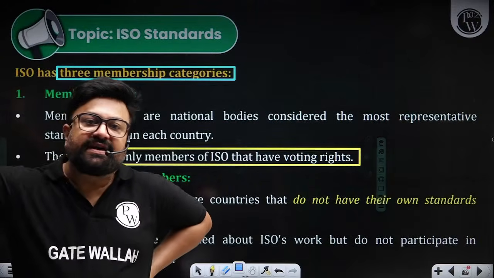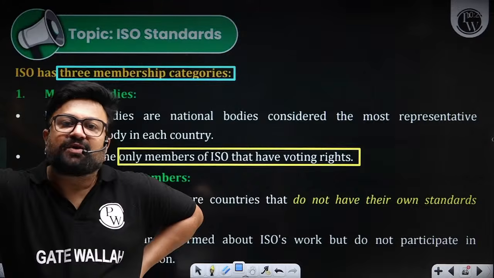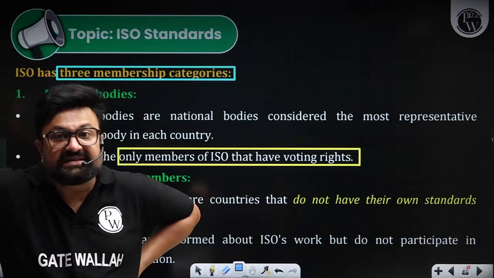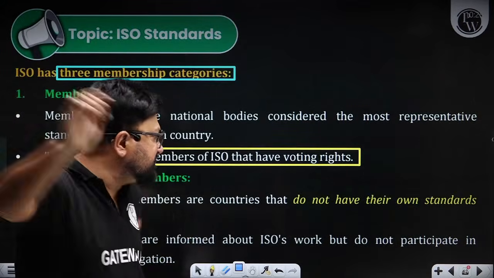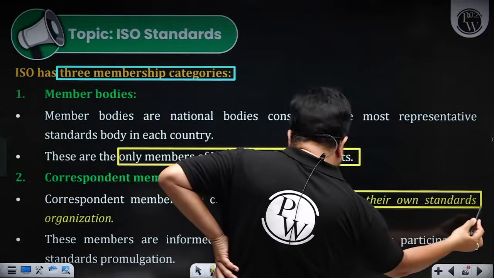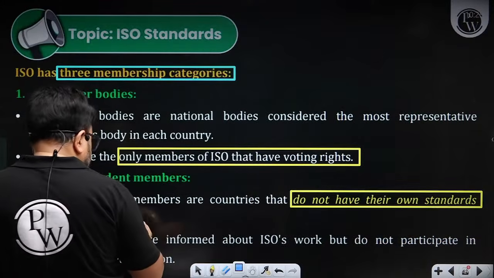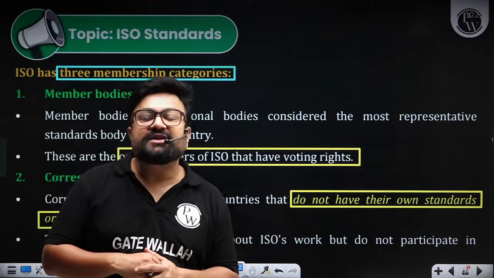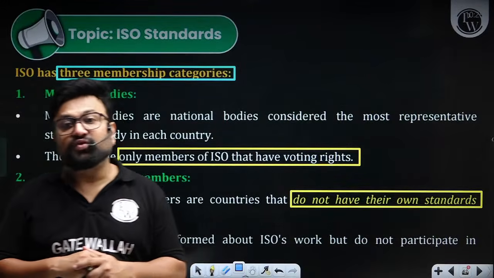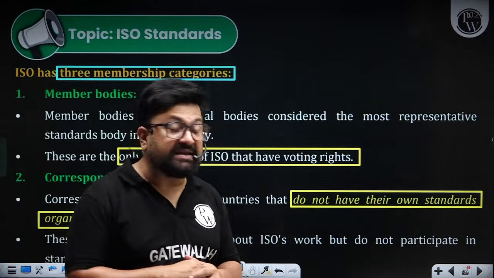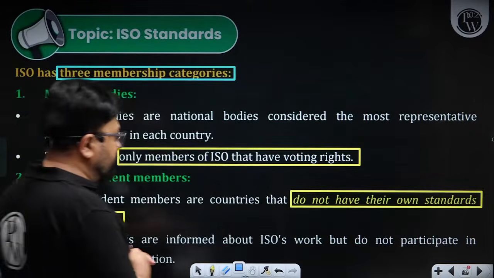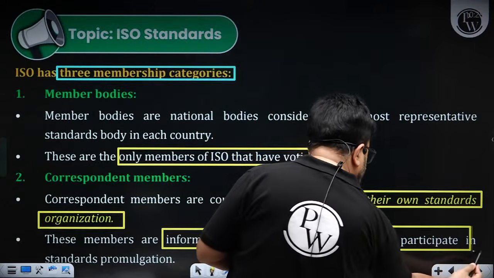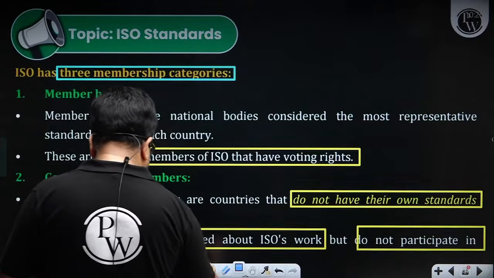Second is correspondent member. Correspondent members are countries that do not have their own standard organization. Basically, these members are informed about the ISO work, but do not participate in standard promulgation.